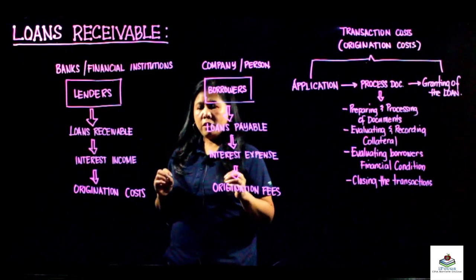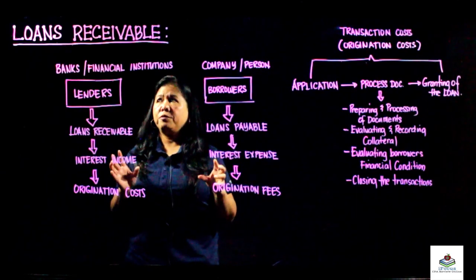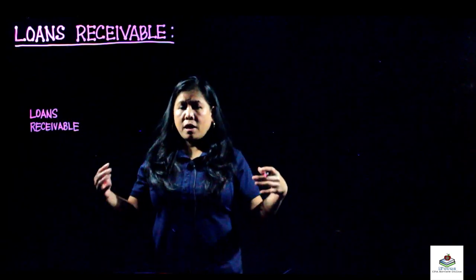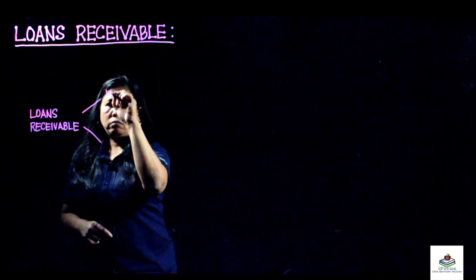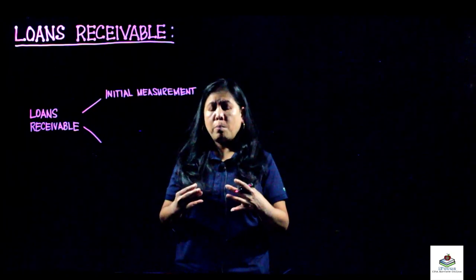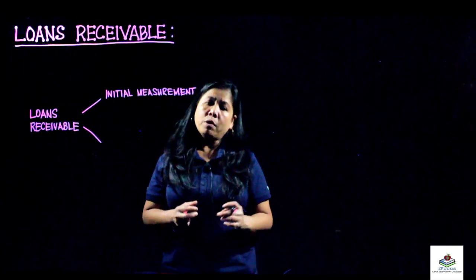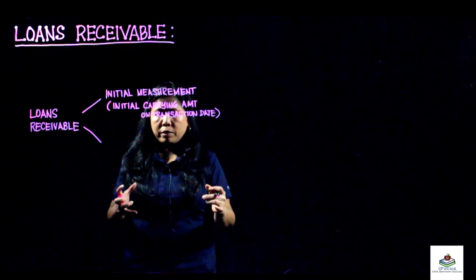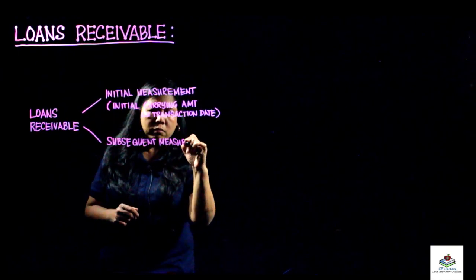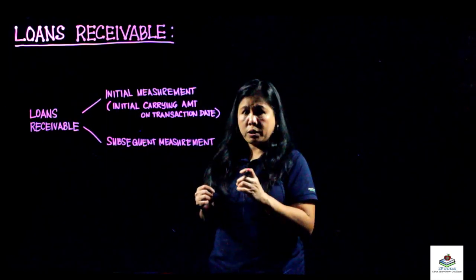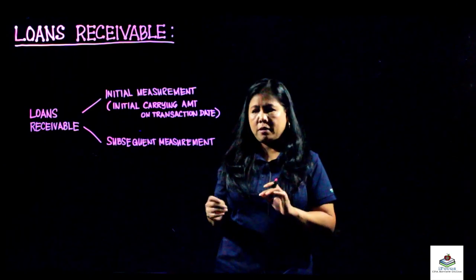So now let's get into the accounting of the loans receivable. On loans receivable, we have our initial measurement and our subsequent measurement. Initial measurement is the initial carrying amount of the loans receivable on transaction date. And subsequent measurement is the carrying amount of the loans receivable on financial statement date.